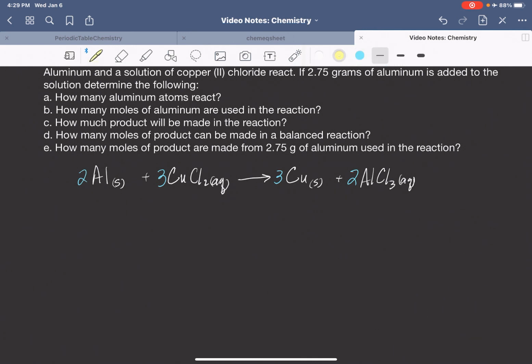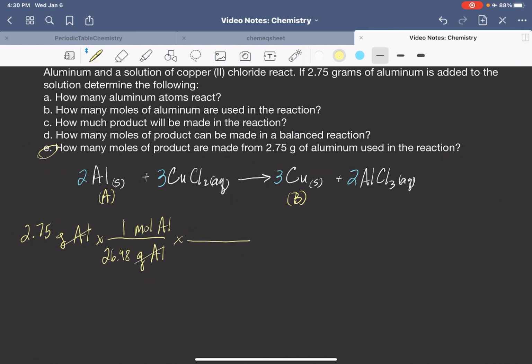All right. So E, how many moles of product are made? Well, let's start with our 2.75 grams of aluminum. This is where we're going to say, okay, here is A and here's B. So we've got grams of aluminum, 2 moles of aluminum. And so this is 26.98 grams for every 1 mole of aluminum. And then in this reaction, again, we see that there's 2 moles of aluminum for every 3 moles of copper. Cancel that out. We're done.